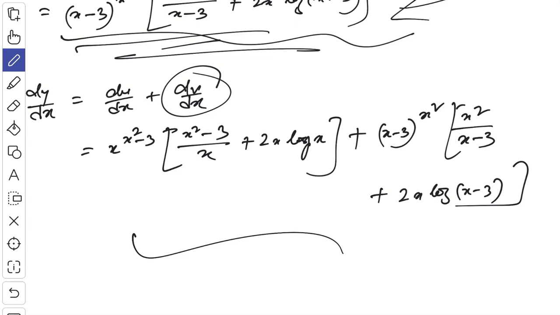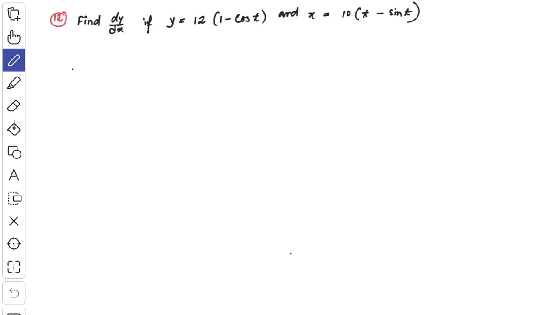Now let's move on to question number 12. Here you see, given y is equal to 12 into (1 minus cos t), and x is equal to 10 into (t minus sin t).